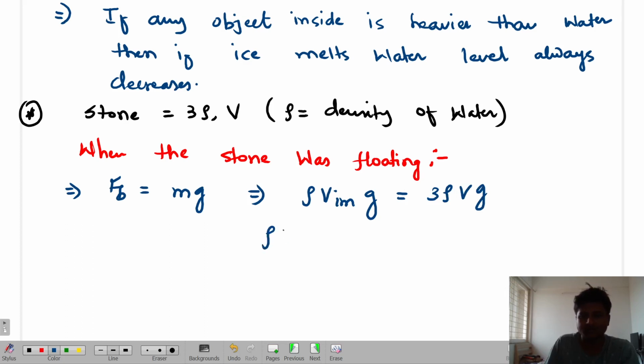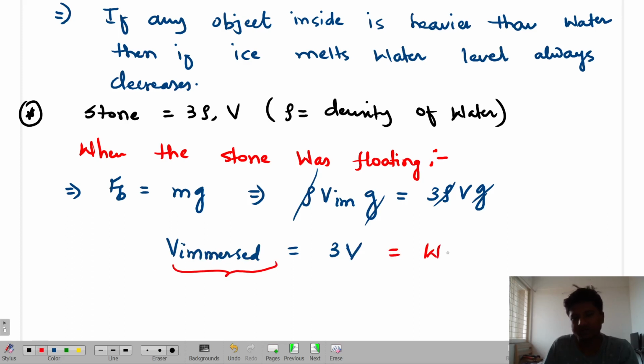So ρ into volume immersed into g, अच्छा इसमें तो कैंसिल यहीं पे हो जाएगा, तो ध्यान देखो, ρ कैंसिल हो गया, g कैंसिल हो गया, क्या है? Volume immersed, which is getting felt inside, is actually thrice the original volume, isn't it? So water displaced will be what? Thrice the original volume.